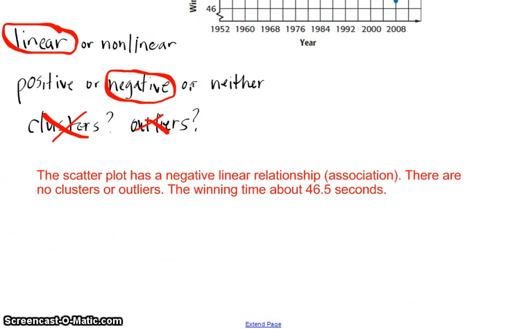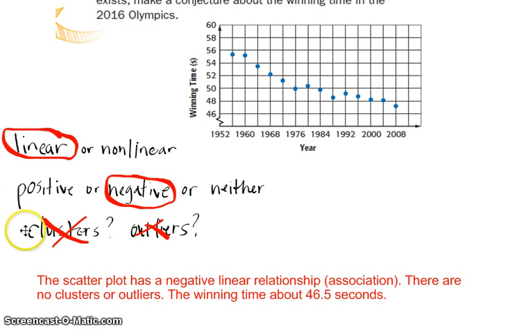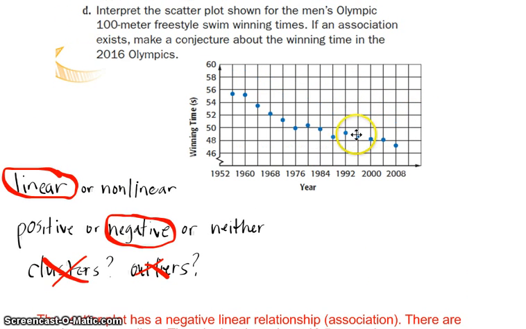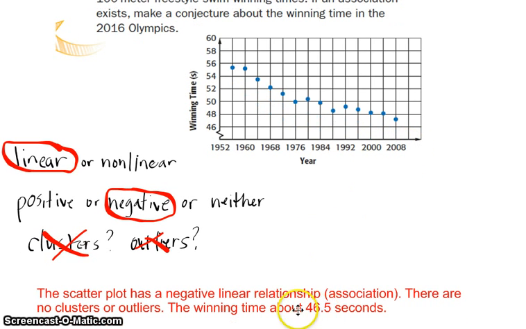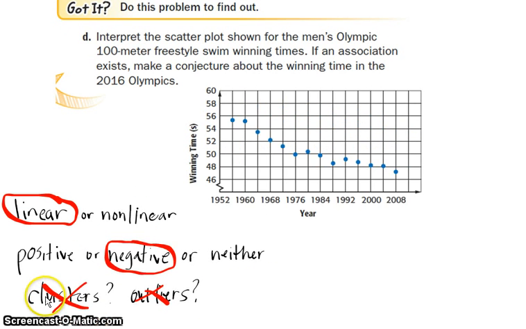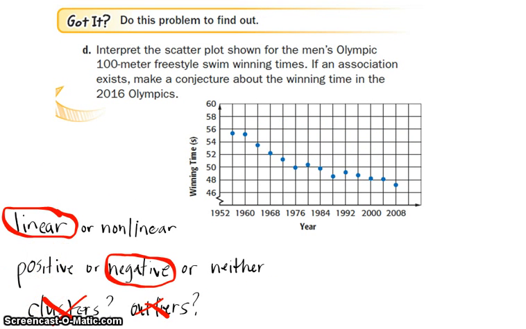Okay, let me move this up. The scatter plot has a negative linear relationship. You can write it like that. Negative linear relationship. There are no clusters or outliers. And then it does ask, make a conjecture about the winning time in the 2016 Olympics. 2016 would be right, going up by 8, right about here. So you can kind of make a prediction about 45 or 46.5 seconds. Okay? All right, go ahead, try your guided practice problems, and we'll continue working on this tomorrow.